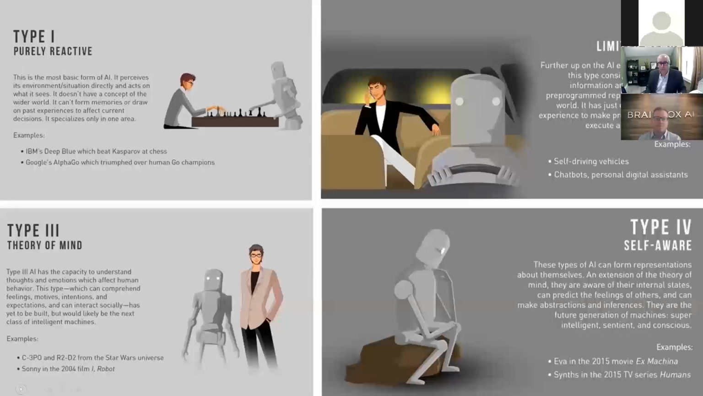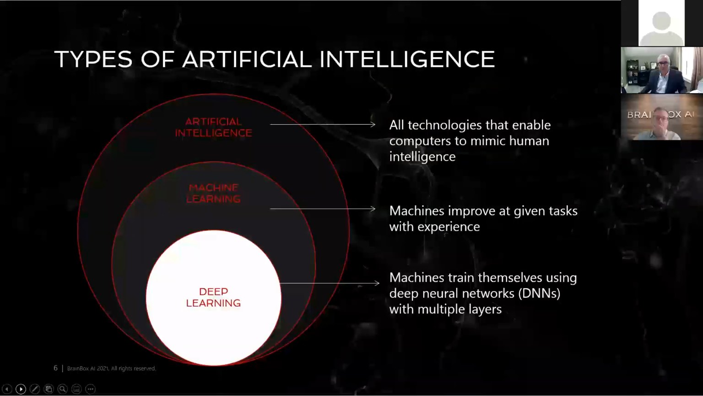Last but not least, and what gets the most press, especially in Hollywood, is type 4, and that's self-awareness. That's not just being able to recognize emotions, but actually being able to generate and have emotions in and of itself. That's when you really get to the point of consciousness. You're going to see that in the Terminator movies or Ex Machina. That's what's the most popular when you get to the sci-fi movies. So that's the four types.